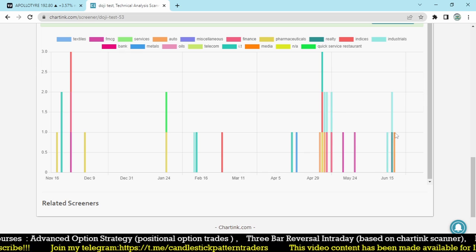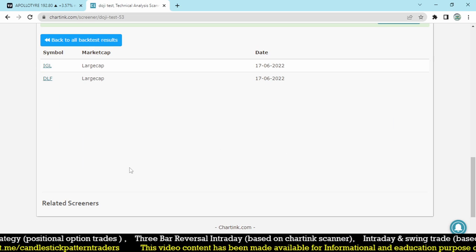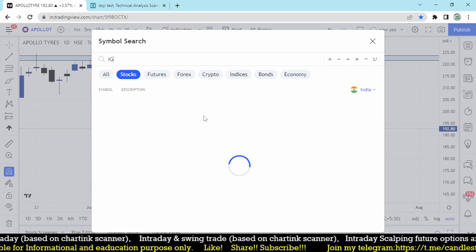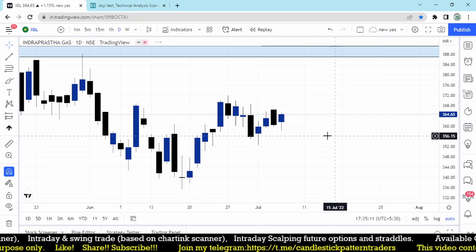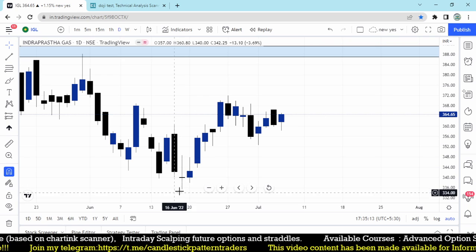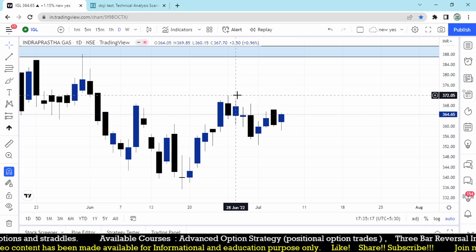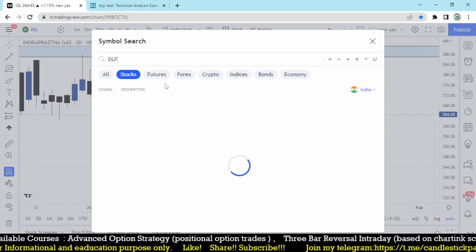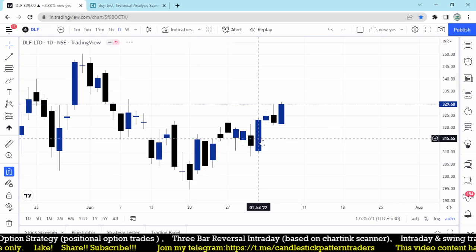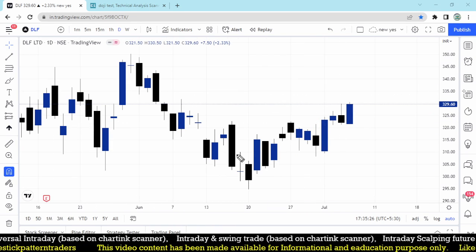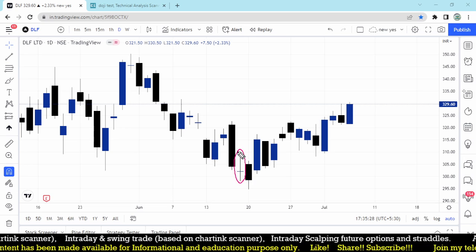And what about the previous results? On the 17th of June, we had two stocks, IGL and DLF. On 17th June, IGL had a doji, and then it broke around 348 and went up to 372. And DLF, yes, this is what I'm expecting. So let's see. This is the scanner result formed on the 17th.